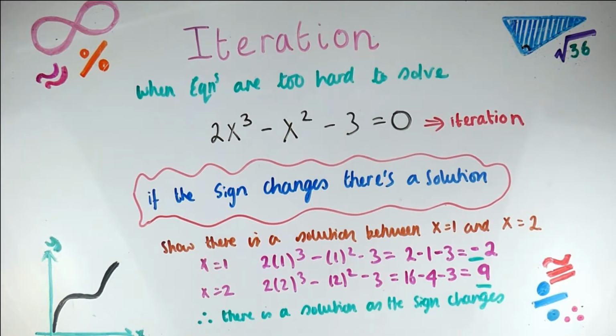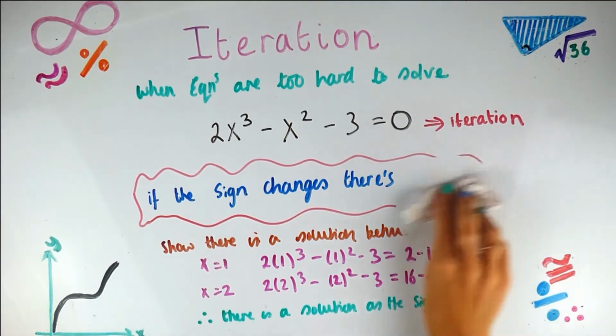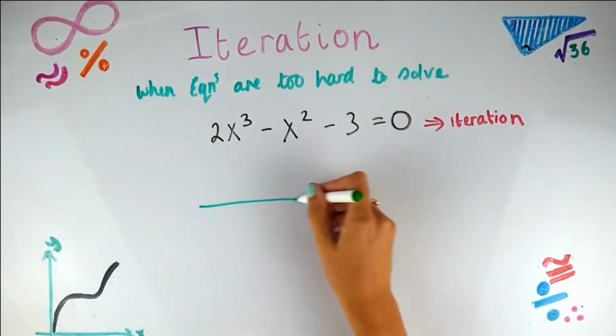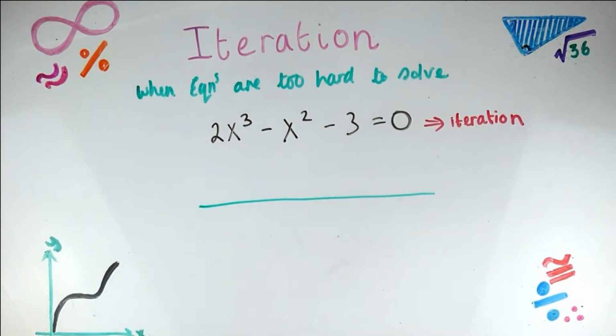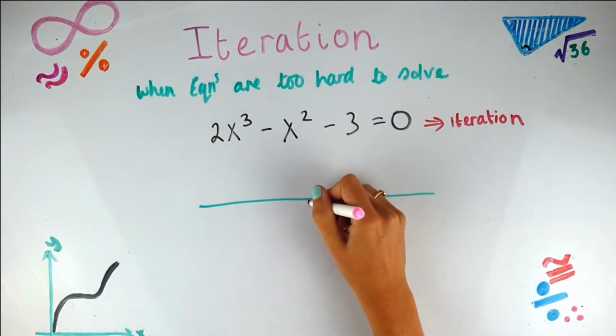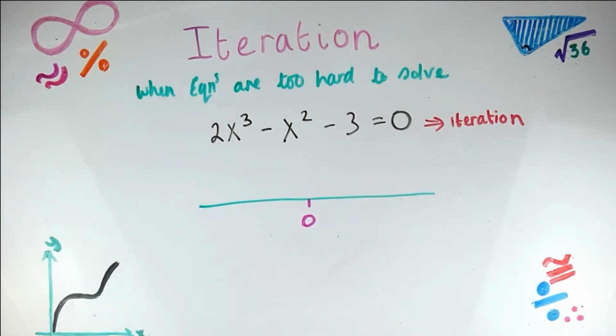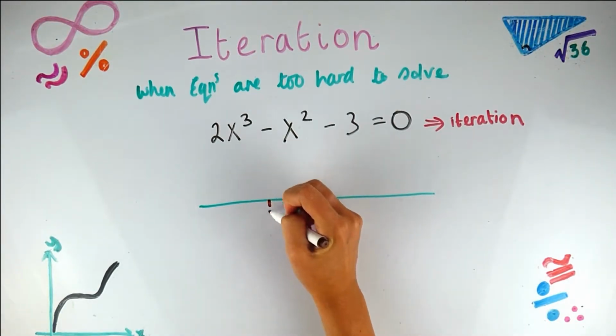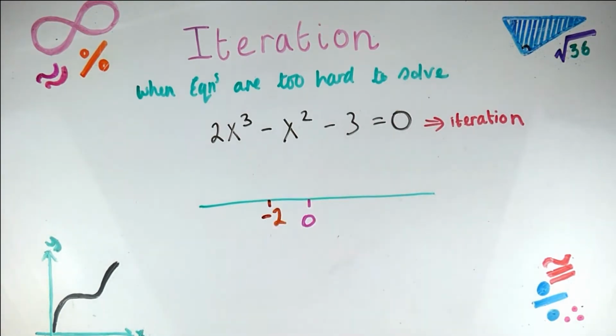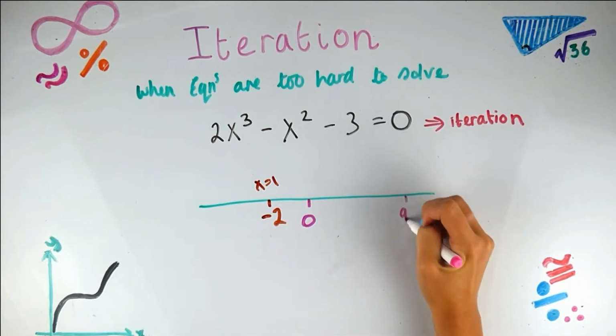So let's just think about the fact that there is a solution as the sign changes. Let's think about, instead of just remembering that, how that actually works. So if I look at a number line, here is my number line, and the answer I want is 0 because this equation equals 0. And I just showed that when I substitute x equals 1 in, I get an answer of negative 2. So let's put that there on our number line. And when I substitute x equals 2 in, I get an answer of positive 9, so over here.